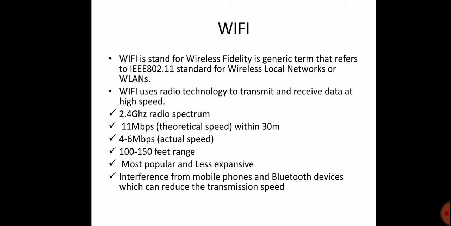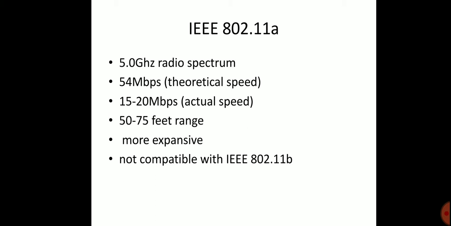It is the most popular and least expensive, but interference from mobile phones and Bluetooth devices can reduce the transmission speed. Now the Wi-Fi IEEE 802.11a uses the 5.0 GHz radio spectrum, with 54 megabits per second theoretical speed, 15 to 20 megabits per second actual speed, and a 50 to 75 feet range. It is more expensive and not compatible with IEEE 802.11b.